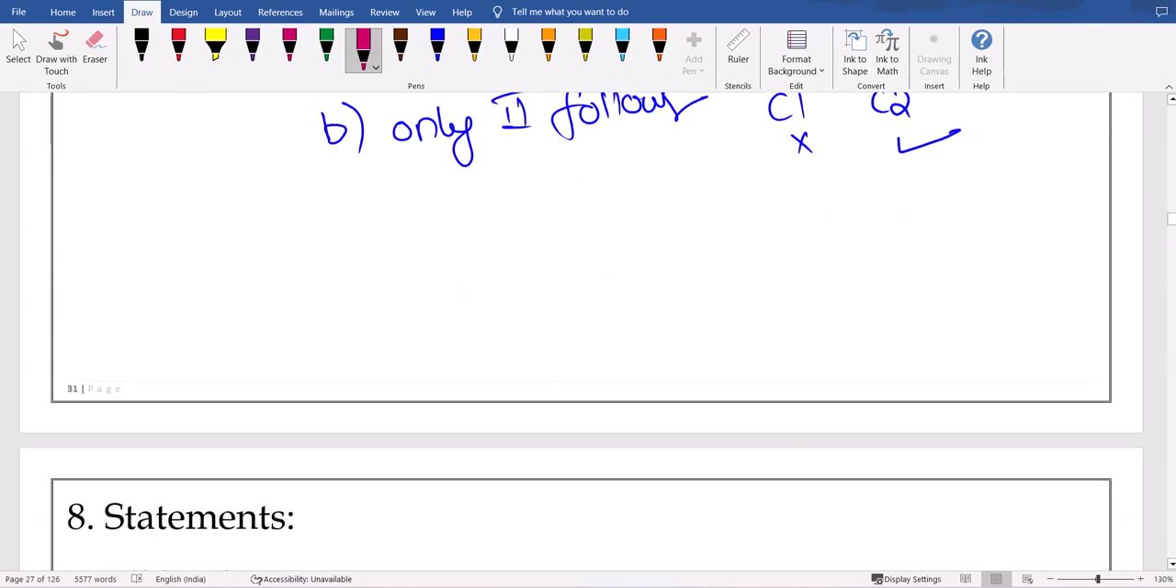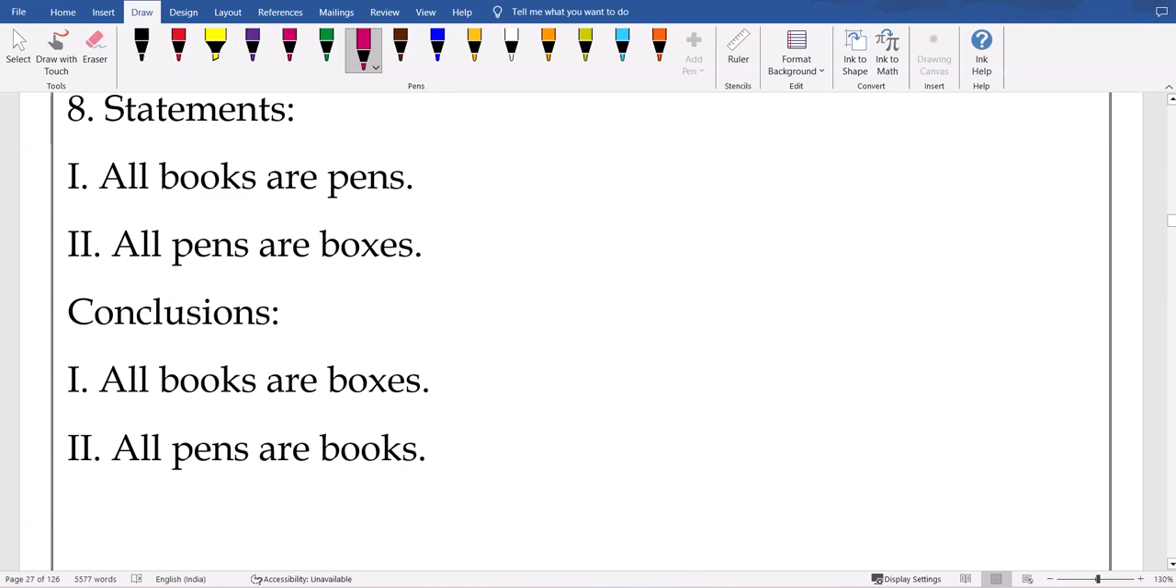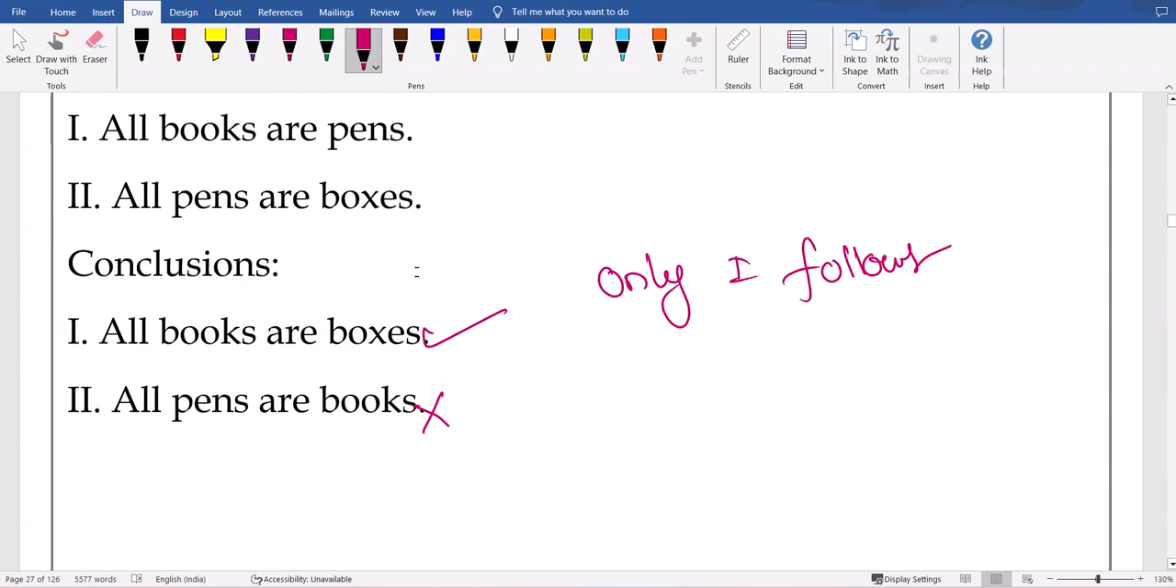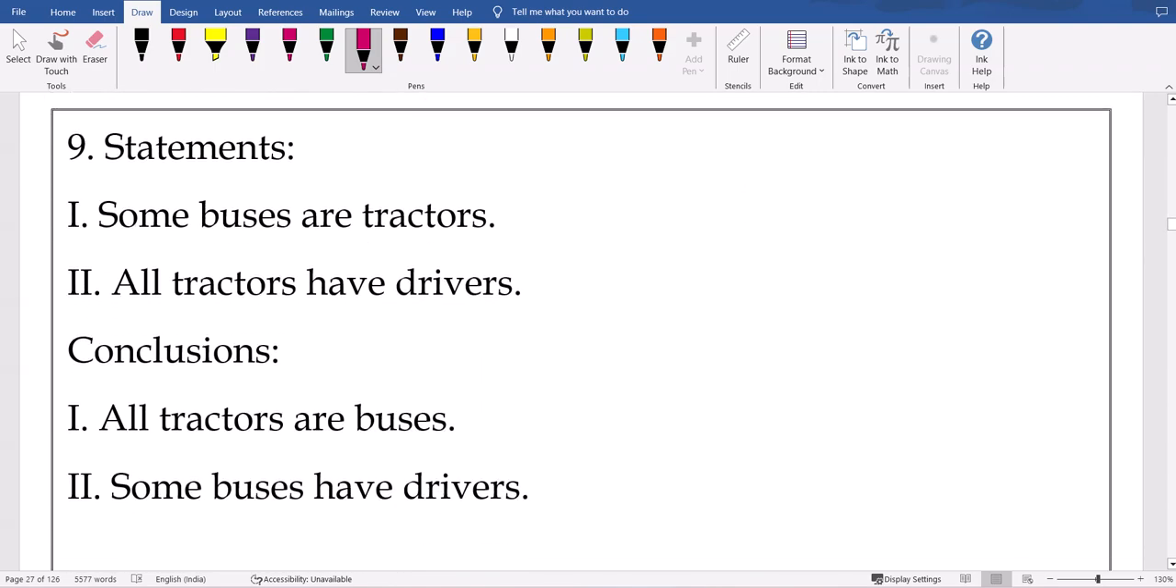Second one true. Next, what about the 8th one? I think it's again repeated for you. Which one is correct? First one, yes. Second one, wrong. Only one follows. It's similar to, this is almost the 4th question. Only words are changing. Same, similar question. Conclusion is also similar. Only one follows.